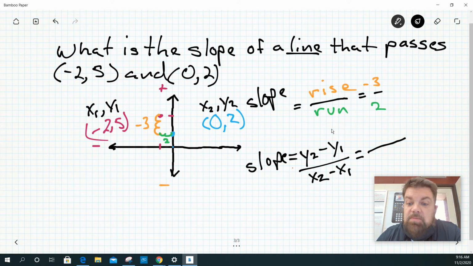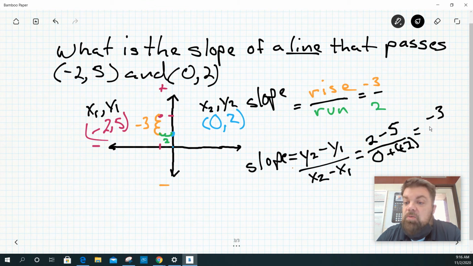So for my y sub 2, I have 2 minus y sub 1, which is a +5. Then for my x sub 2, I have 0. And then I have minus, because that's in the formula, x sub 1, which is -2. Now, when I minus a minus, I'm really plussing. So I've got 2 minus 5, which is -3, all over 0 plus 2, which is a +2.